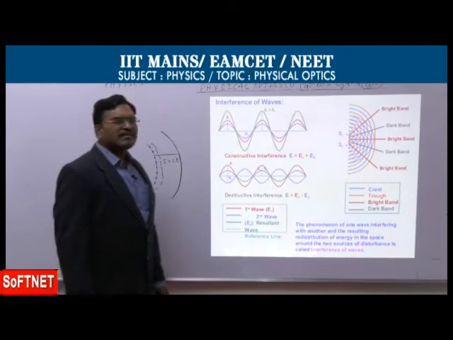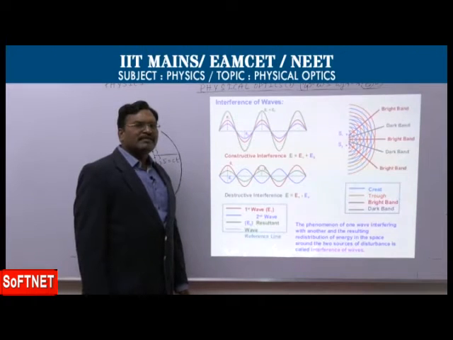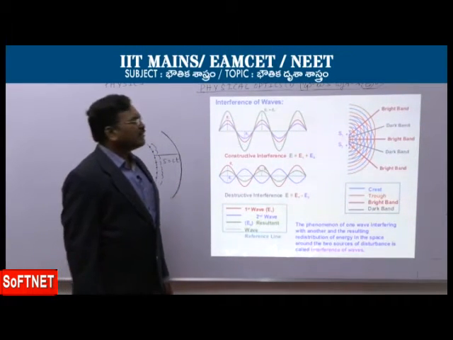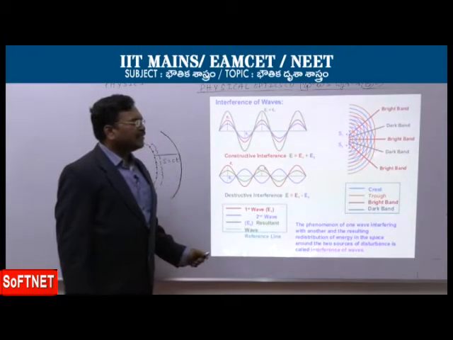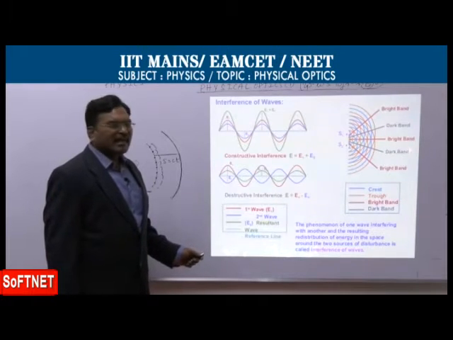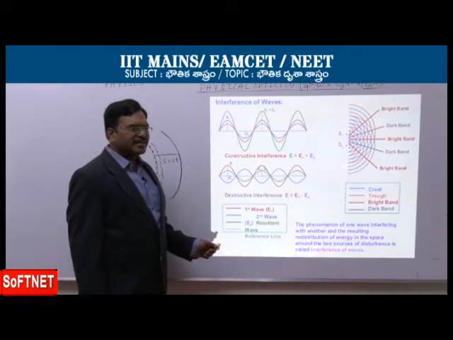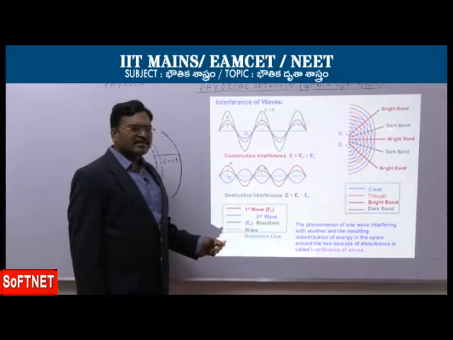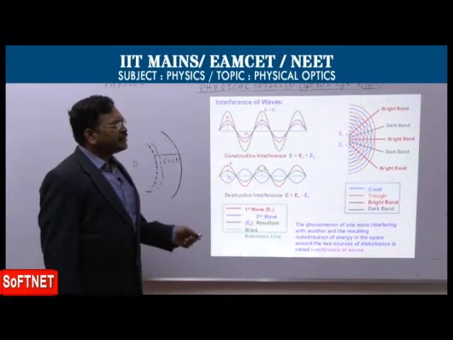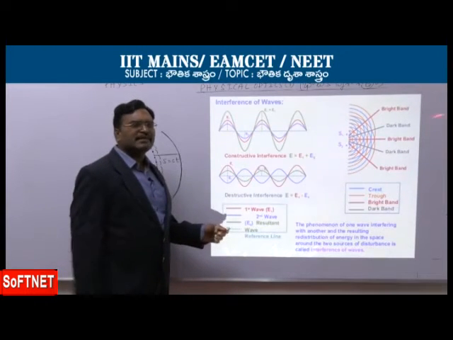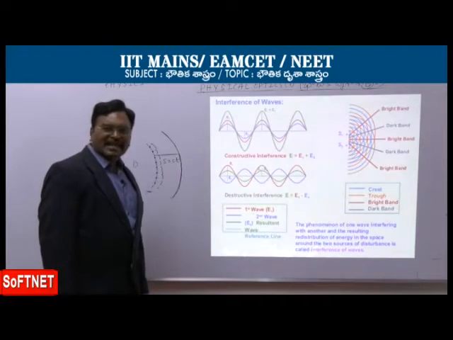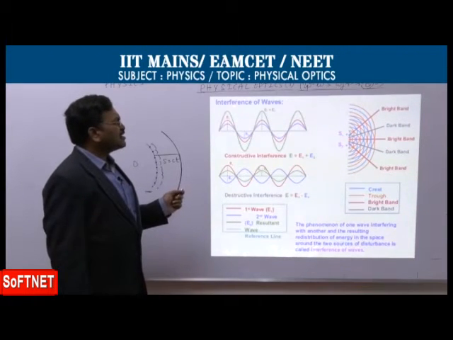When two light waves are superimposed or interfere, sometimes we get maximum intensity, sometimes minimum intensity. Sometimes we get a dark band, sometimes a bright band. At a bright band we have more intensity, at a dark band less intensity. The total energy is redistributed: at some places we get a bright band, at others a dark band. That phenomenon is called interference.